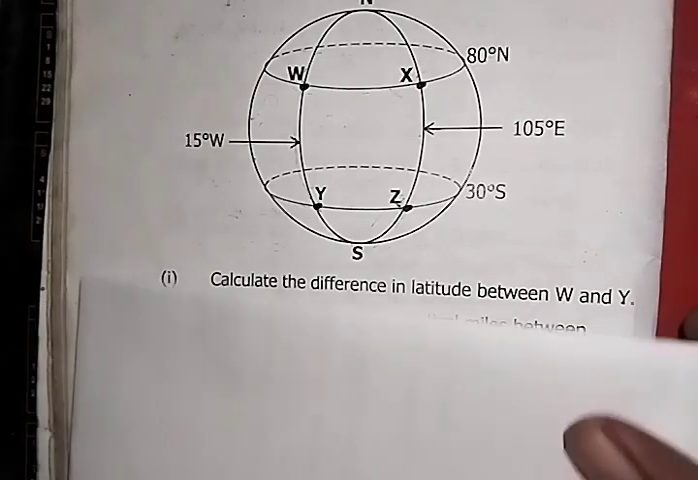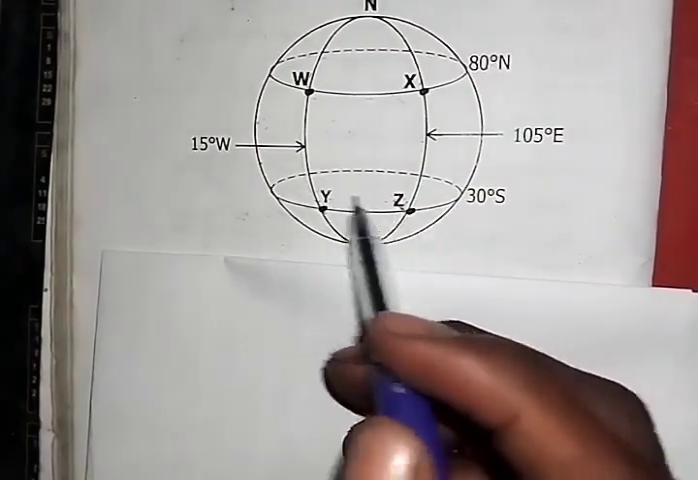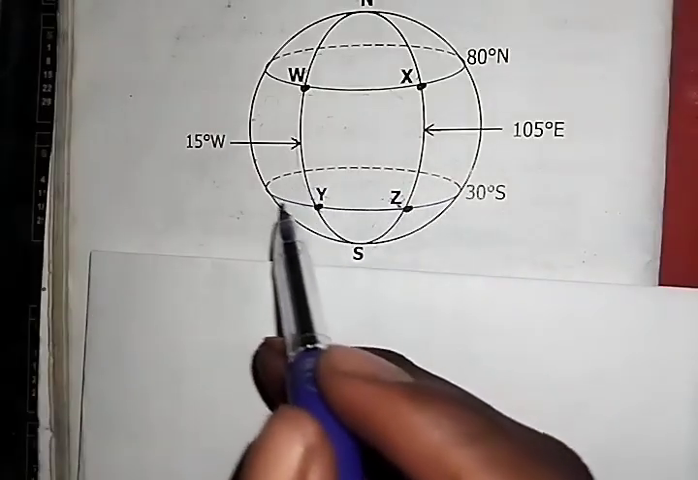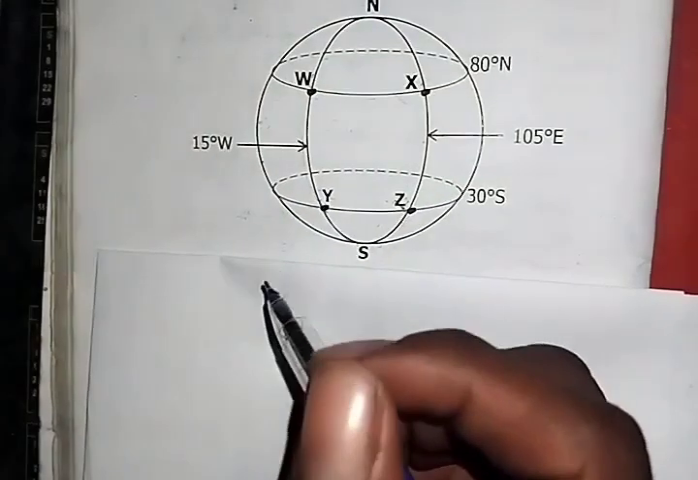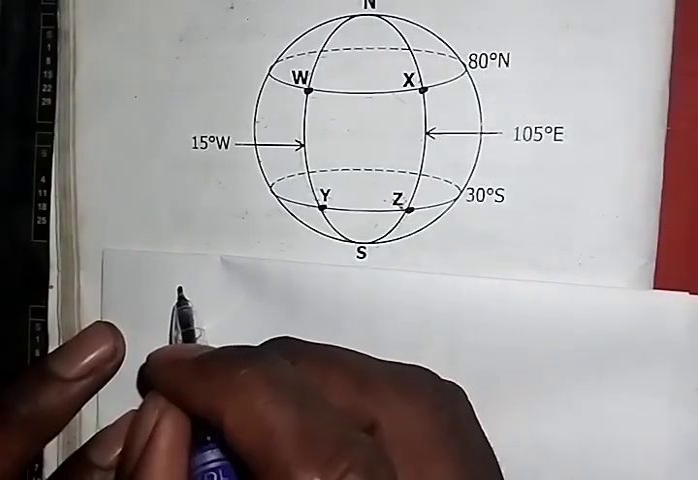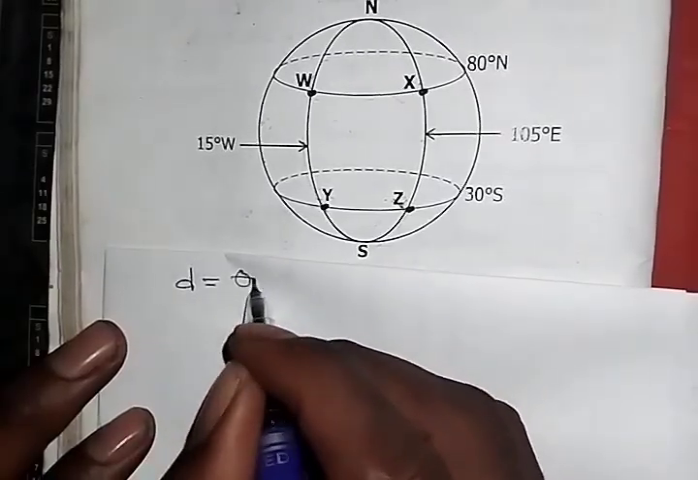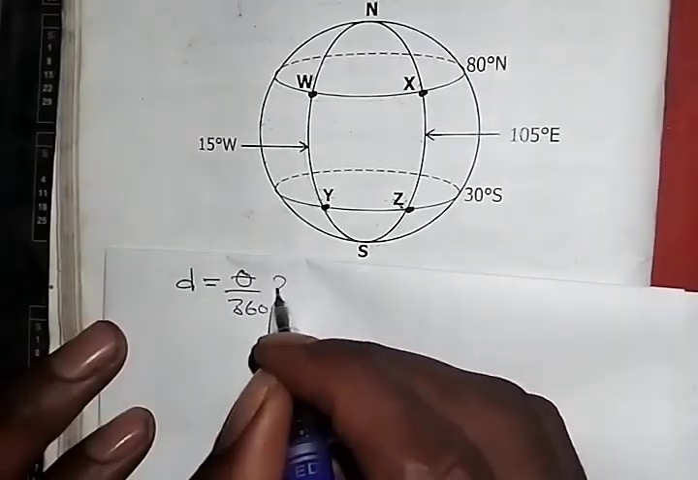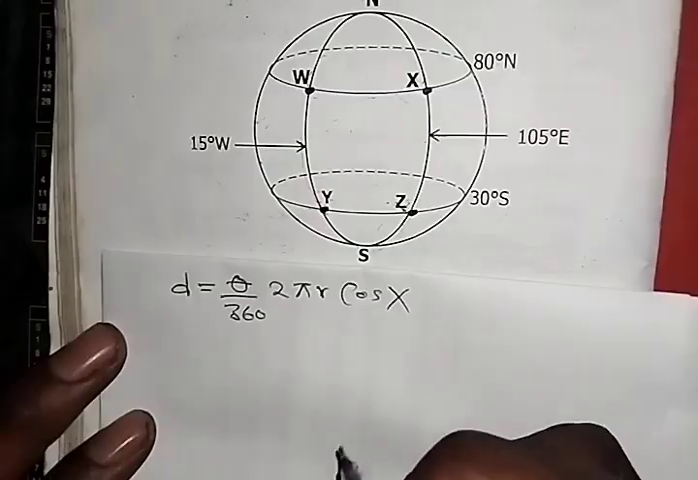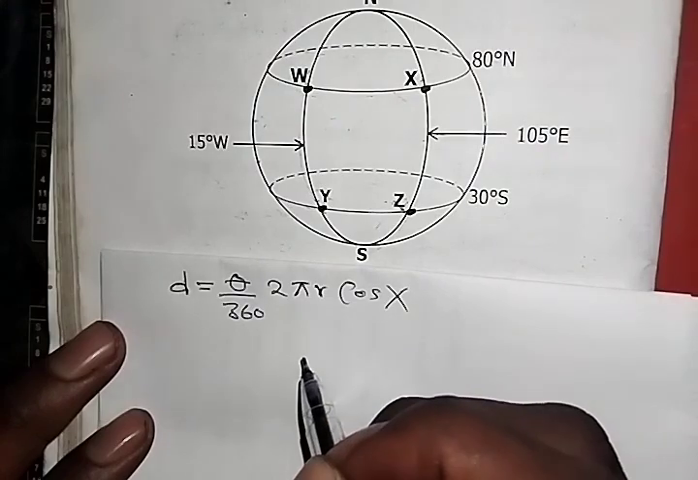So where is y and where is z? They are here, y and z. So y and z are lying on the same latitude. They are lying on the same what? Latitude. So when the points are lying on the same latitude, to calculate the distance, we use the formula which states that distance is equal to theta over 360 times 2 pi r cos x. We use this formula to find the distance of the points that are lying on the same latitude.